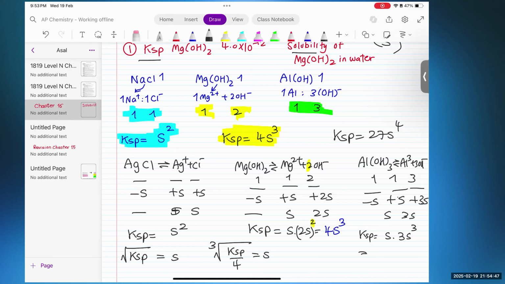So when I take 3 to the power of 3, that's 27, and 3S to the power of 3 multiplied by S to the power of 1 is S to the power of 4. That's why I said I will also memorize it. The ratio is 1 to 3, so it is 27S to the power of 4. And if you want the opposite, to get S, then S is equal to the fourth root of KSP divided by 27.